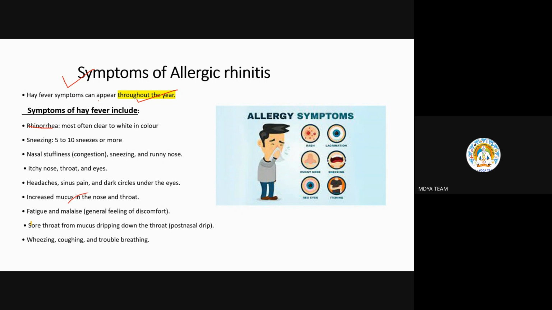Headache, sinus, dark circles. Of course, when there is a regular discomfort in our body, it will be seen in our physiological characteristics like dark circles or weakness in the body. A person will feel, and we can see that he will become a little lean, etc. Increased mucus in the nose or throat, then fatigue, general discomfort, and headache happen.